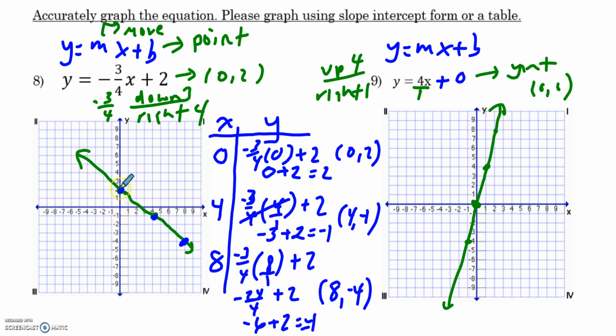You could have done the same thing on this graph also. You could have gone, instead of down 3, right 4, you could have gone up 3, left 4, and gotten a point here if you want to put more points on your line.